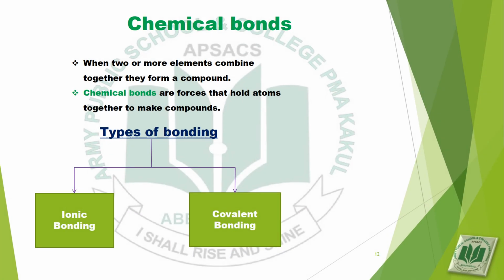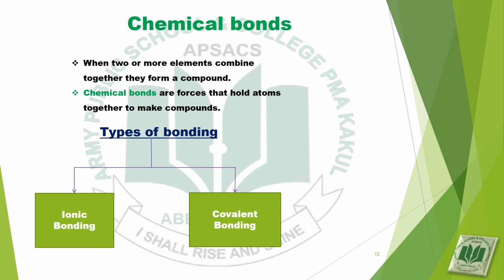Let's see how chemical bonds form. Students, as you know, when two or more elements combine together, they form a compound. And now, what is a chemical bond? Chemical bonds are forces that hold atoms together to make compounds. So, types of bonding. There are two types of bonding present in different compounds. One is ionic bonding and the second one is covalent bonding.